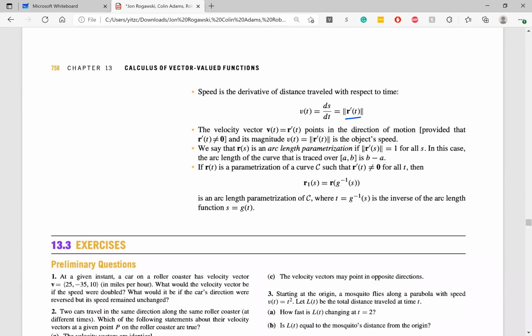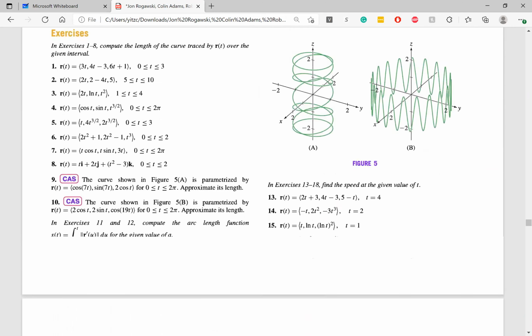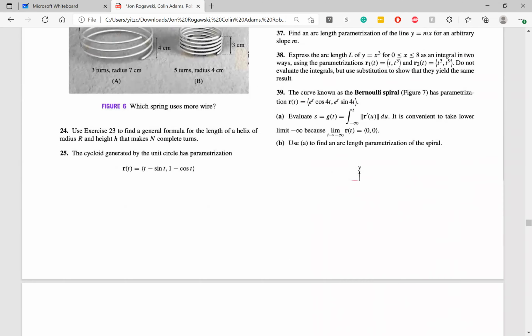We then learn how to reparameterize a curve so that the magnitude is always equal to 1 with the new parameterization, but we still get the same original curve. Any questions before we move on? Okay, the next section is about curvature.